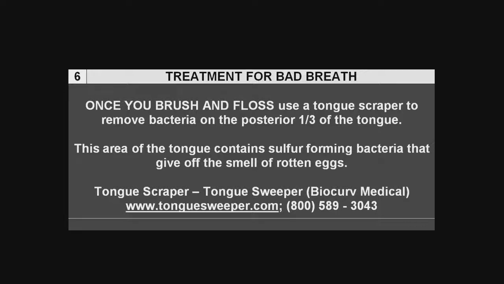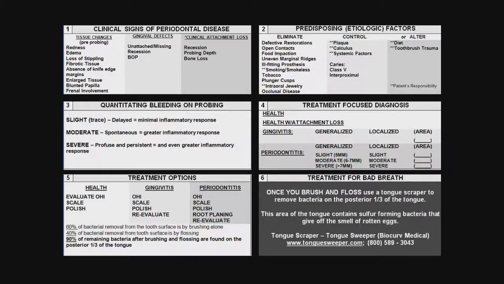There are many tongue scrapers out there, but the one that I like is the tongue sweeper, which is made by BioCurve Medical. We see the website and we also see the 800 number. This was designed by Dr. Robert Rippich, who was a mechanical engineer before he became a dentist, and there were many prototypes that he made before he came up with his final design.